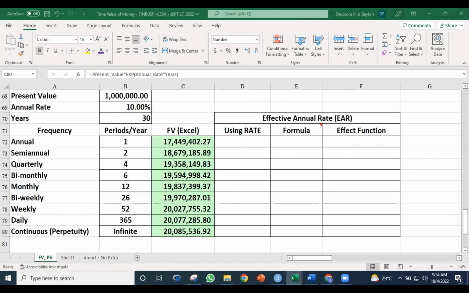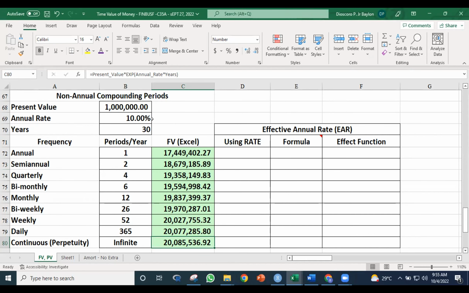It's also a good thing that we already gave names to our givens: present value, annual rate, years. That will make it really very easy to compute for the other non-annual compounding. Only up to daily, because you cannot copy the formula down up to infinite, because that's a text, that's a word. Once you're done, kindly please chat so that I know the number of people who got it. So start first in cell C72. You start the formula there and then copy down up to C79.